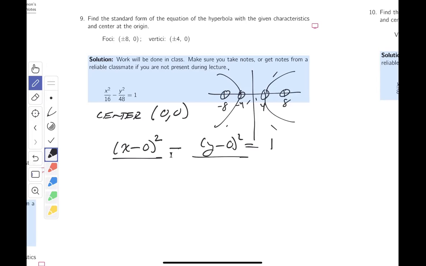What I'm going to claim is that I think I can get some of them. By that, I mean I know the vertices, and the vertices are going to be right over here. So what do I know? I know the y is 0. That means this term disappears, but the x is plus or minus 4, which means this would be 16. So what goes on bottom? It would have to be 16.